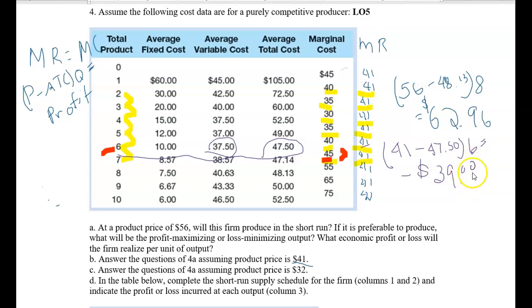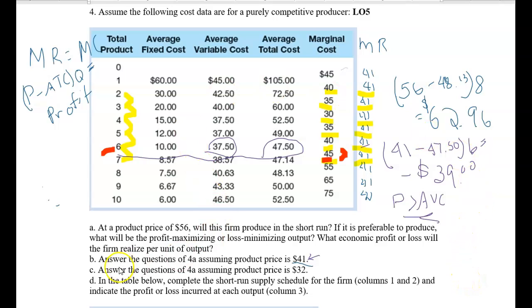So should the firm continue to produce? And the answer here is yes. It should continue to produce because the marginal revenue, or the price, is still higher than the average variable cost. Remember our rule from our previous discussion, price greater than AVC. You're going to continue to produce because you are covering a portion of your fixed cost. So in this case, at $41, they will continue to produce.